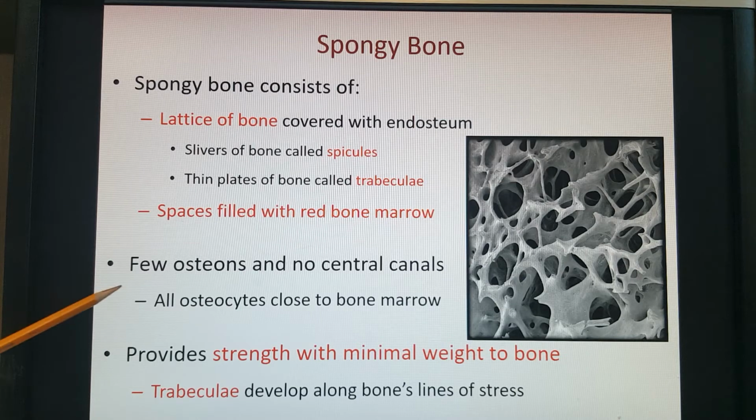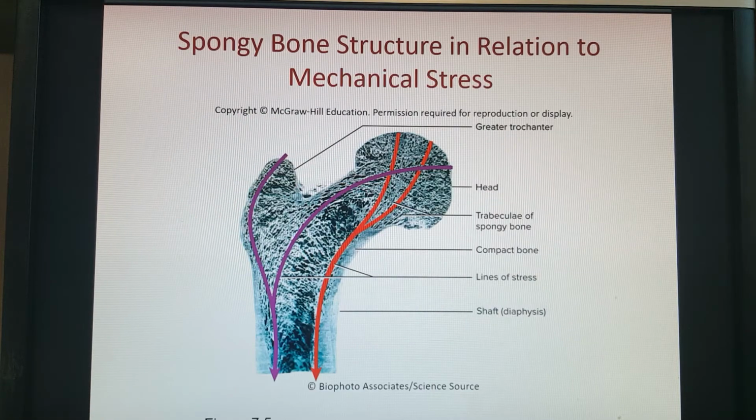So with your spongy bone, most of it is these two structures, very few osteons, no central canals. They provide the strength without all of the weight like you would with a compact bone. So with our trabeculae, that actually forms along your stress lines.